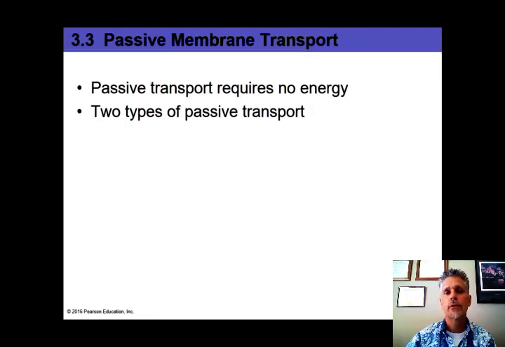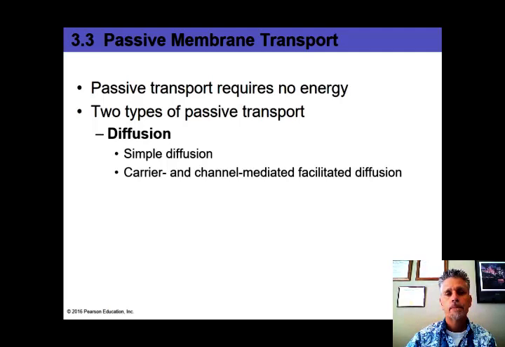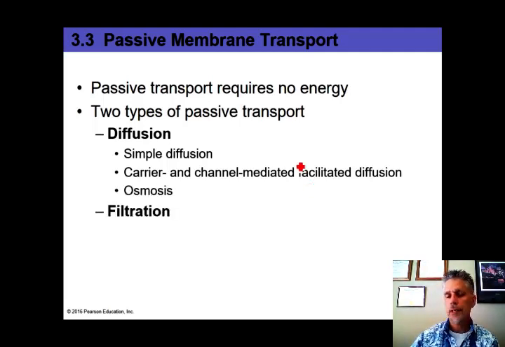Okay, so let's first look at passive membrane transport. So we have two different types. We have diffusion, and then we also have filtration. So diffusion actually has three subtypes, if you will: simple diffusion, carrier or channel mediated facilitated diffusion, and osmosis.